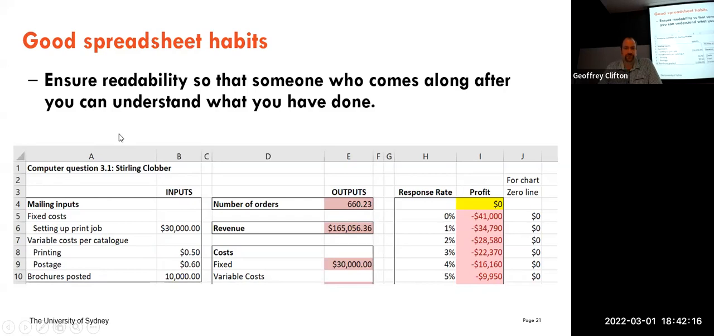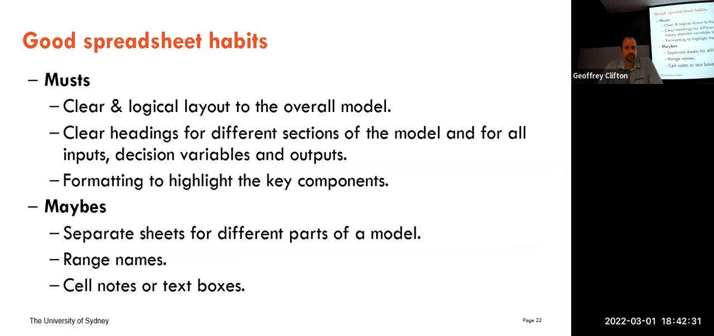So that's an example of what I think is a good design. As I've said before, these are my preferences. Your preferences can be completely different. So long as it's user-friendly, that's all that matters. So other good habits: clear and logical layouts, clear headings, using formats. Some of the things which people find helpful are separate sheets for different parts of a model, naming ranges, putting in cell notes or text boxes, comments, those sorts of things.